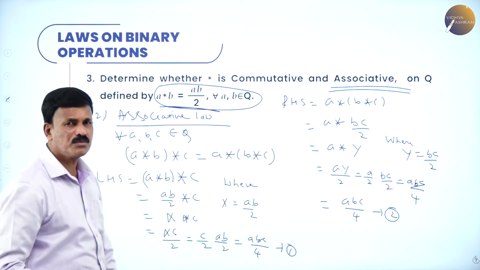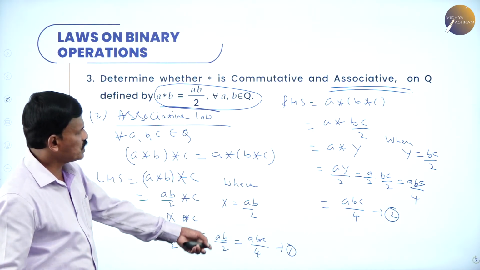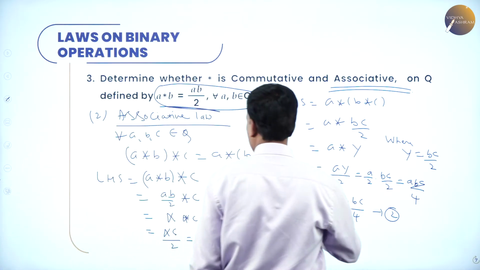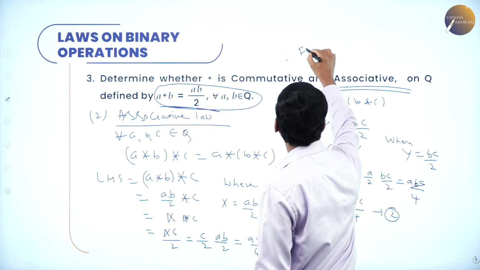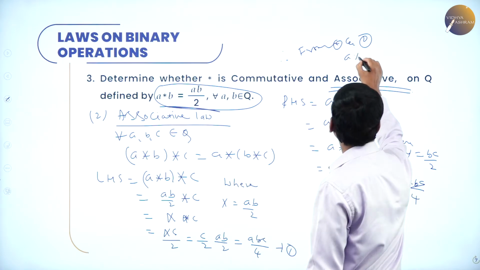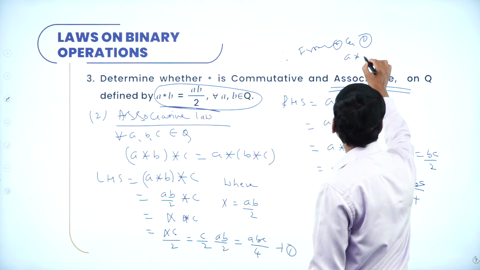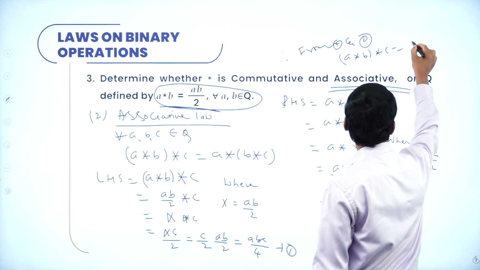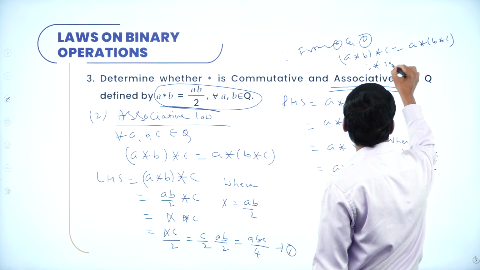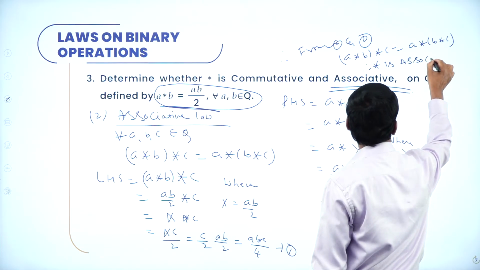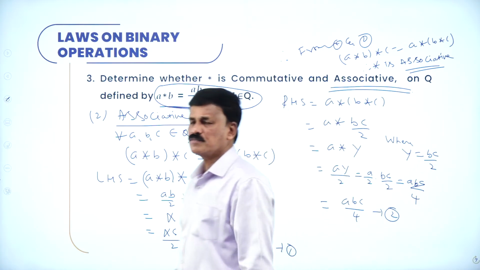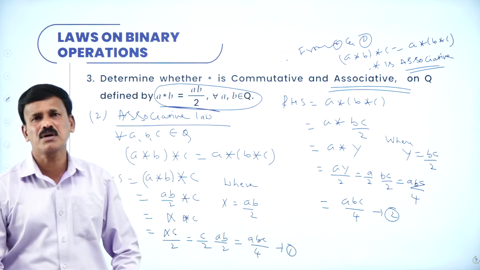Now what do we say from equation number 1 and 2? ABC by 4 is equal to ABC by 4. If the LHS are the same, then the RHS are also the same, so LHS is equal to RHS. Therefore from 1 and 2, we can say that (A star B) star C is also equal to A star (B star C). Therefore star is associative. This is how we are going to verify the associative property.